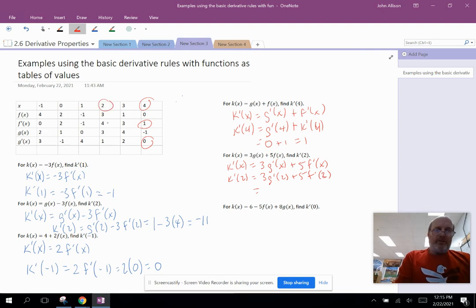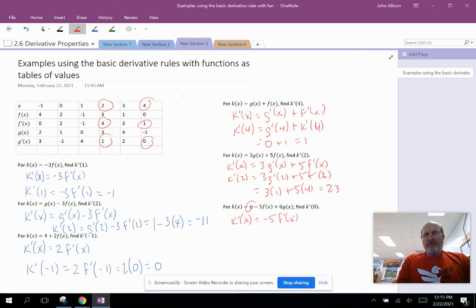We go again, f prime of 2 is 4 and g prime of 2 is 1. So that's 3 times 1 plus 5 times 4. That looks like 23 is our answer there. And then finally, k of x is 6 minus 5 f of x plus 8 g of x. So k prime of x is equal to the derivative of 6, which is 0, so we have negative 5 times f prime of x plus 8 times g prime of x.